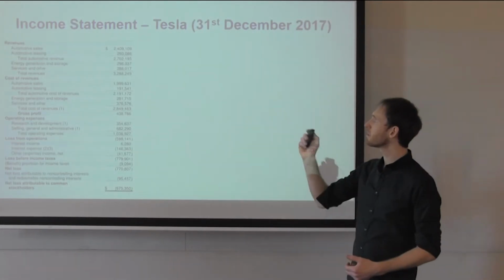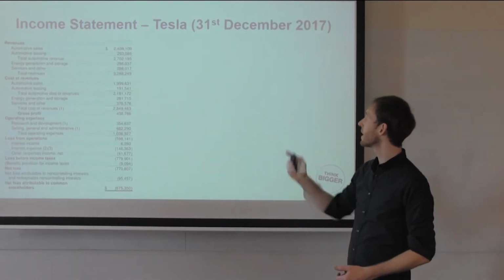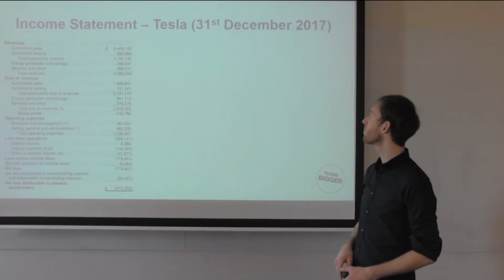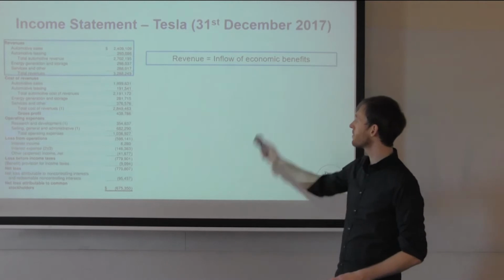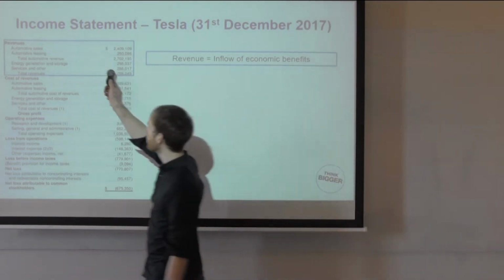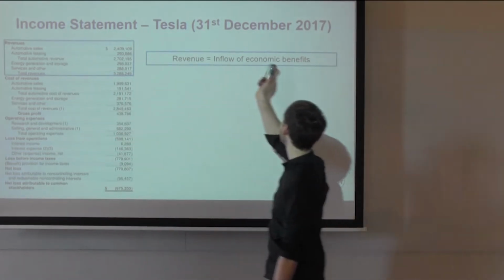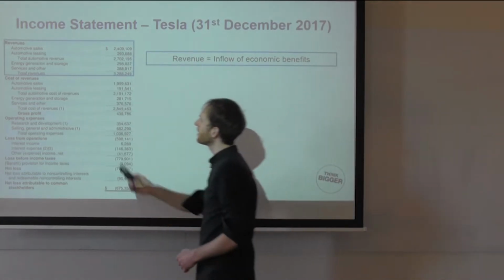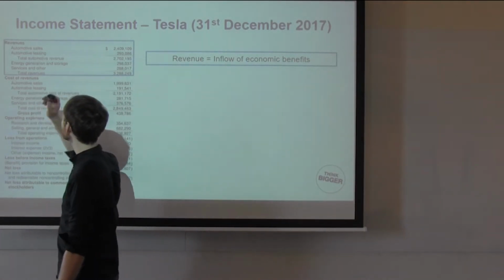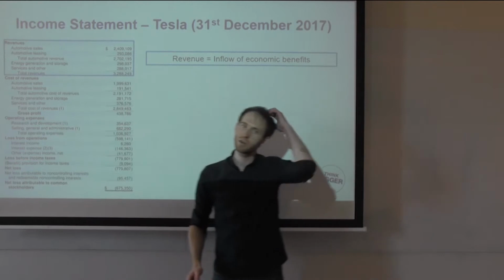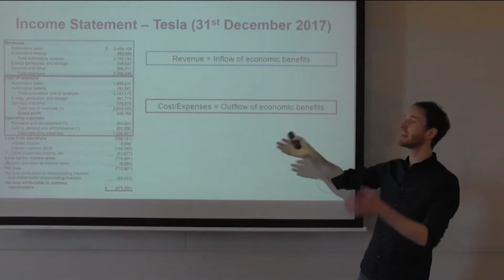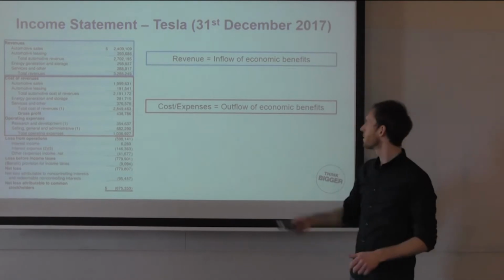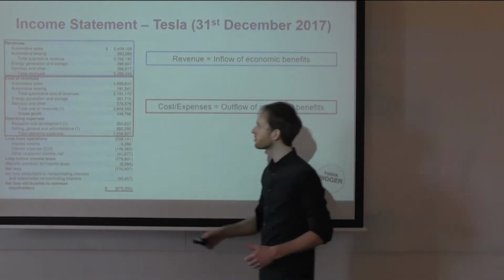So let's look at an income statement from Tesla, for the year ended 31st of December 2017. We have 3 parts. We have the revenues, the blue part over here, which is all the inflow of economic benefits. So for Tesla, this is the automotive sales, leasing, energy generation and storage, and so on. Then we look further at costs and expenses, which is the outflow, so the opposite. The outflow of economic benefits, so they had certain costs.